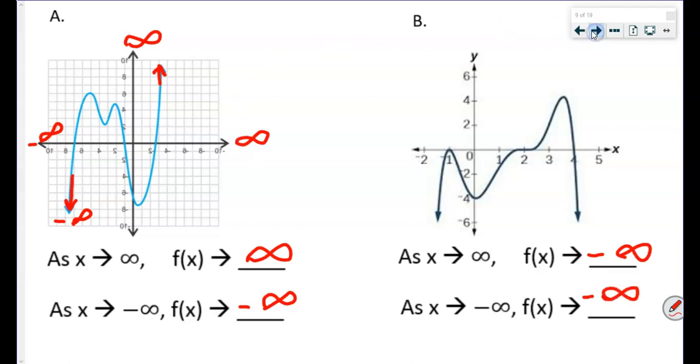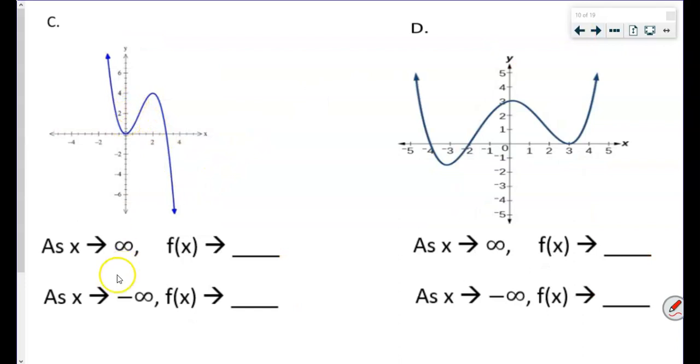Our next one says, as x approaches infinity, where does f of x approach? So again, as I'm going this direction, where's it headed? Towards negative infinity, right? Because negative infinity is down here. And then as I head towards negative infinity over here, where's the graph headed, y'all? Yes, towards infinity up here.